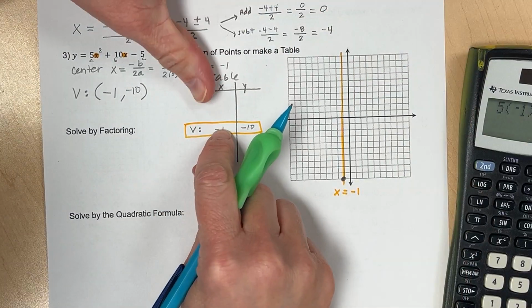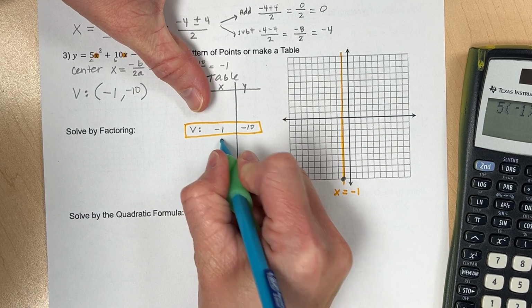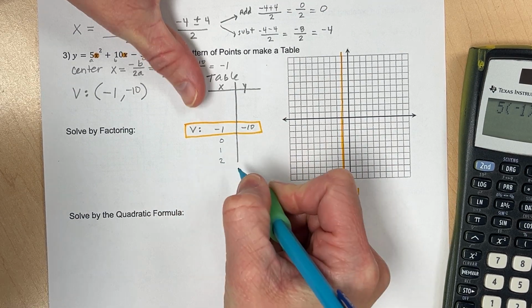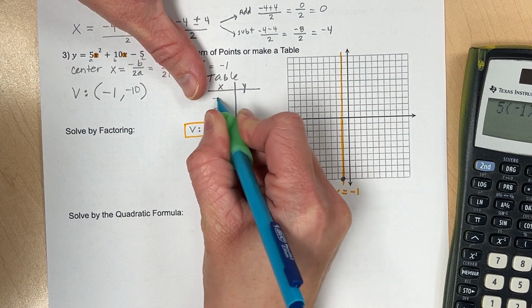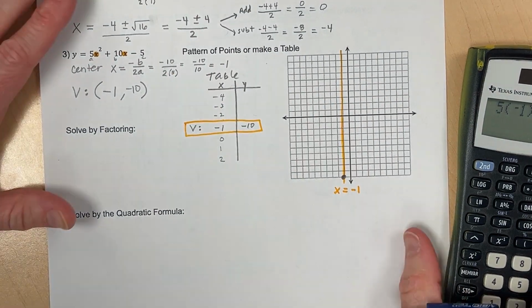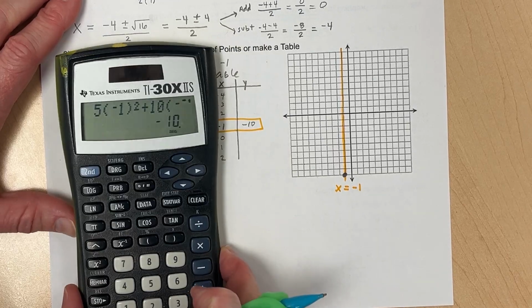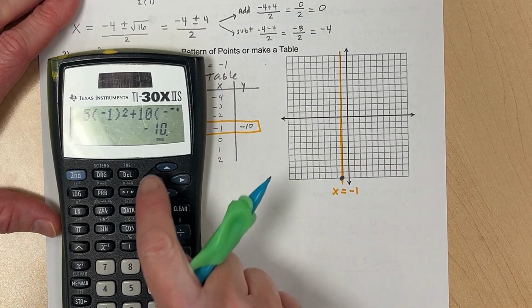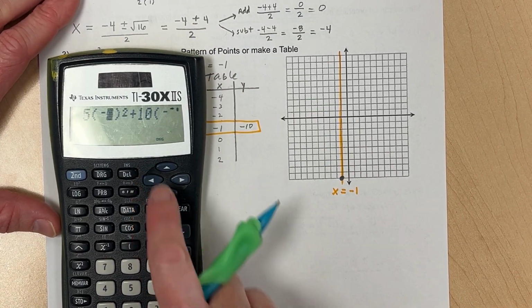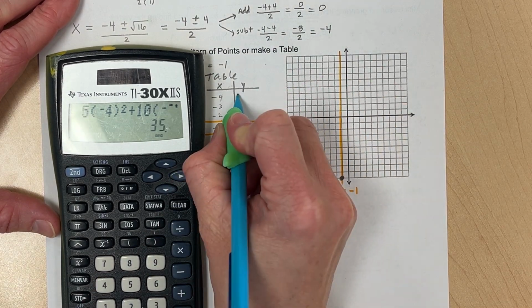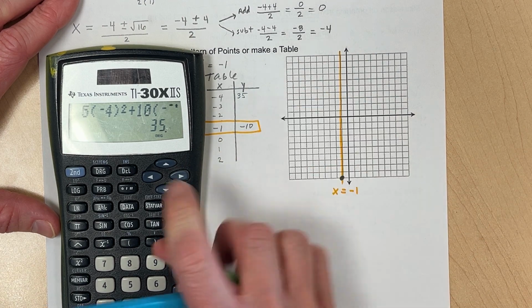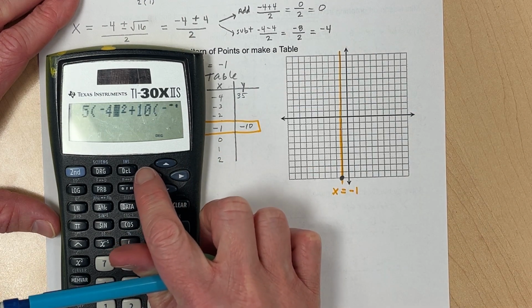If negative 1 is the center, then to the right would be 0, and then 1 and 2. To the left of my center would be negative 2 and negative 3 and negative 4. And just like I plugged in negative 1, I'm going to plug in each of these numbers in my table. I'm going to start with negative 4. And I get 35. That's going to be way off my paper. It's okay, I just won't be plotting that point.